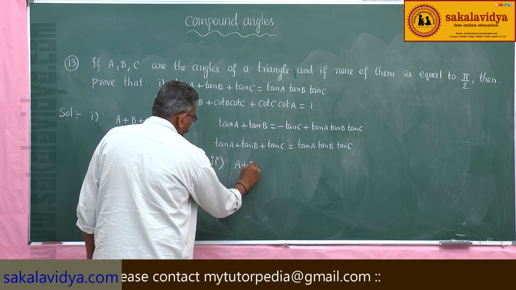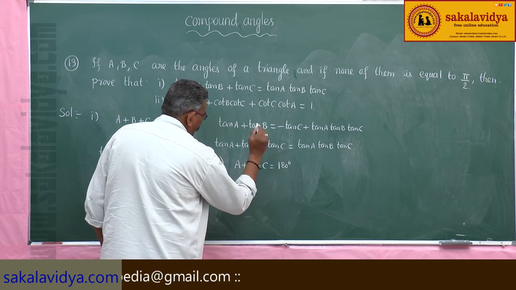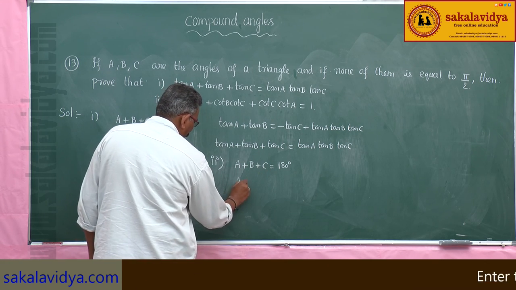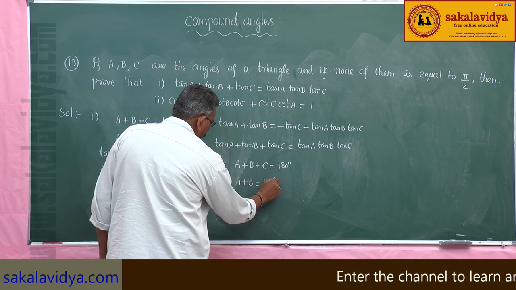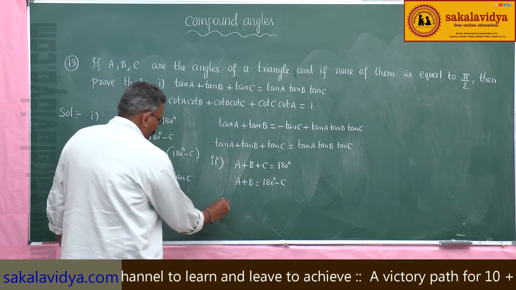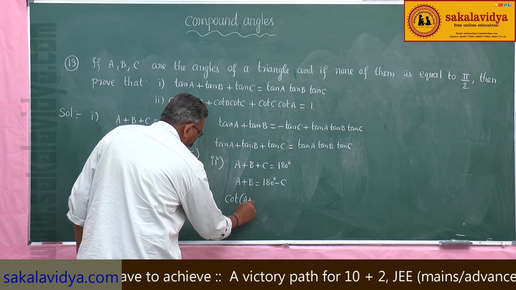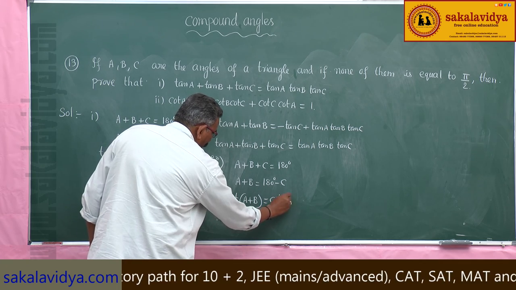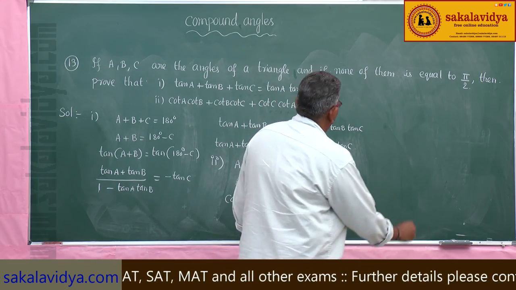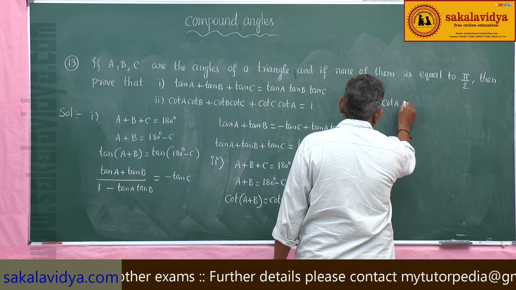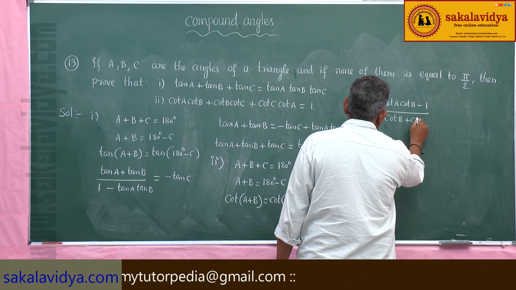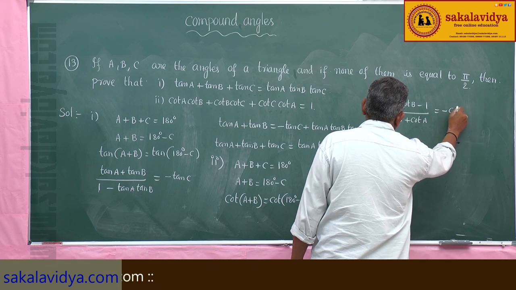Again consider A plus B plus C is equal to 180 degrees. Okay? Am I right? Take that side. A plus B is equal to 180 degrees minus C. Now instead of tan, this time apply cot. So cot of A plus B equals to cot of 180 degrees minus C. What is cot of A plus B? Cot of A plus B is cot A cot B minus 1 by cot B plus cot A, and cot of this is minus cot C.